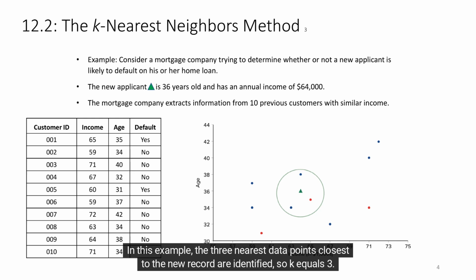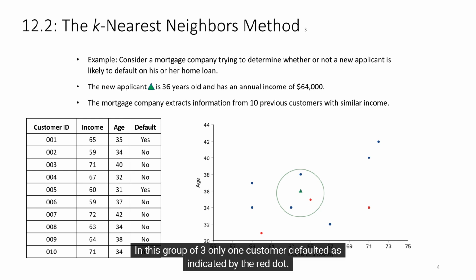In this example, the three nearest data points closest to the new record are identified, so K equals 3. In this group of 3, only one customer defaulted, as indicated by the red dot. Therefore, the probability that the new applicant will default is 1/3 or 33%.